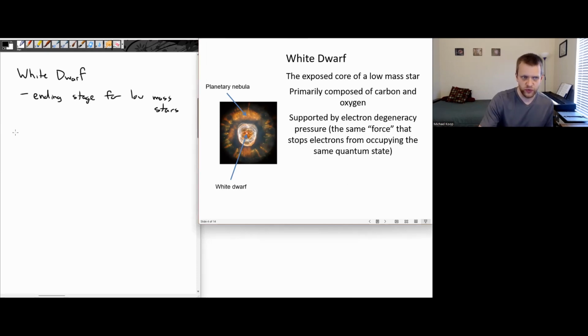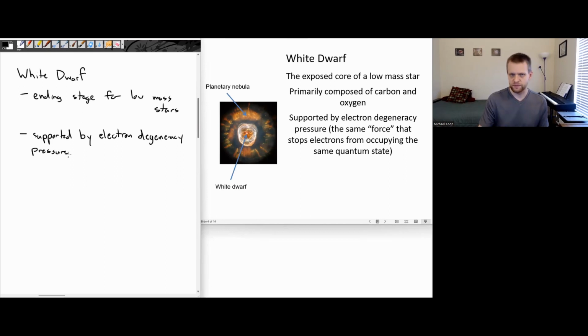These objects, as we've mentioned a couple of times before, these white dwarfs are supported by electron degeneracy pressure. Again, we've talked about this a couple of times, but it's worth repeating: the electrons are so smushed together, the fact that those electrons don't want to be in the same quantum state is the thing that is stopping this star from further collapse.